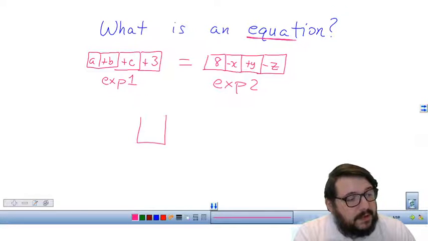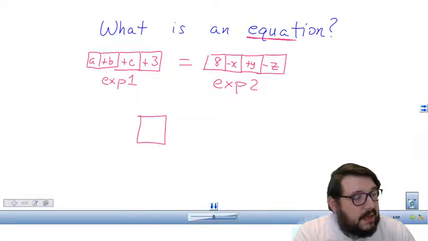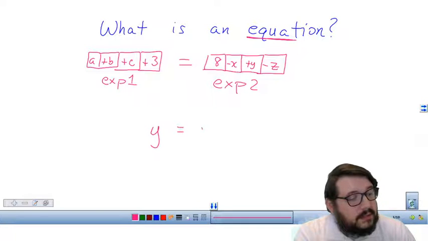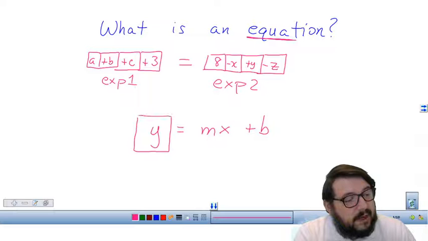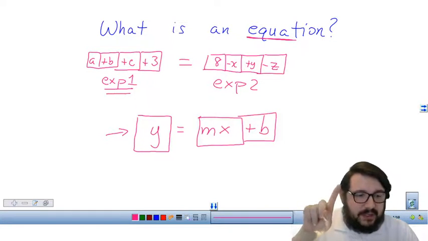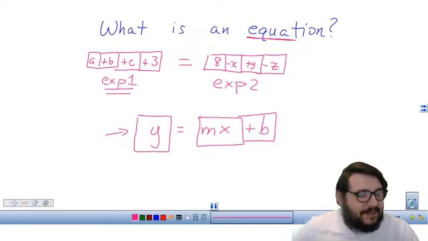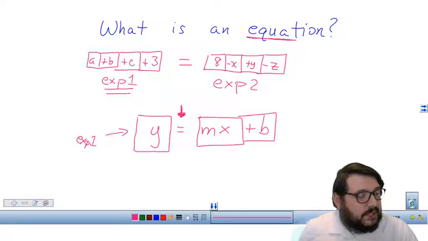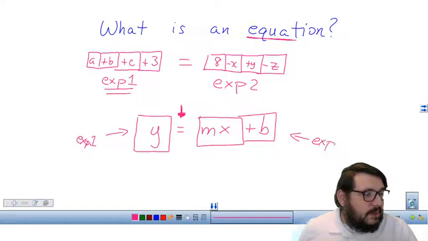So for example, here I have a famous equation that I can make. Let me write the equation first and then I'll identify the terms. Y equals mx plus b. If you're an algebra student, you've seen this equation before. And here I have an expression, and here I have an expression. This expression only has one term, which is allowed. A group of terms can technically have just one term in it. And so we see that this would be expression number 1. Then we have our equal sign separating the two expressions. And then here we have expression number 2.